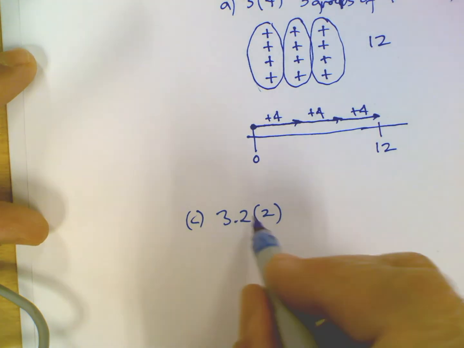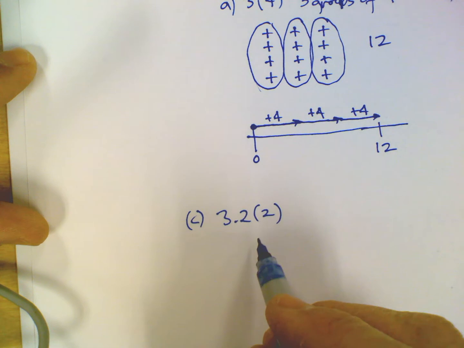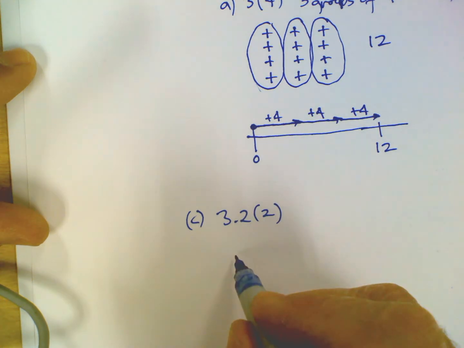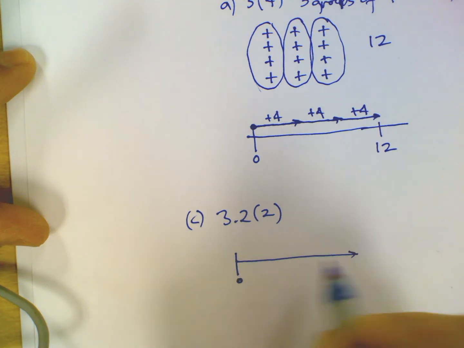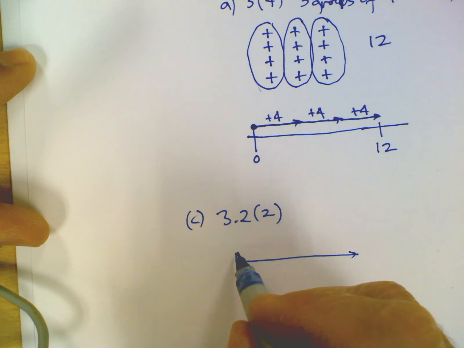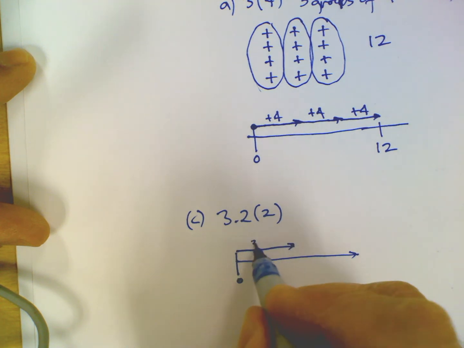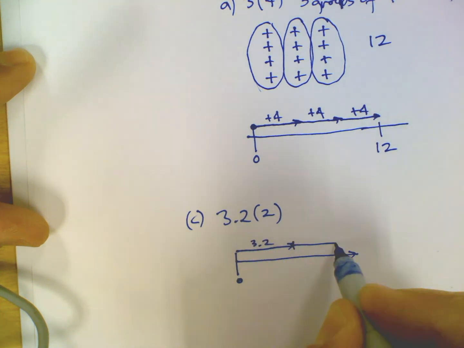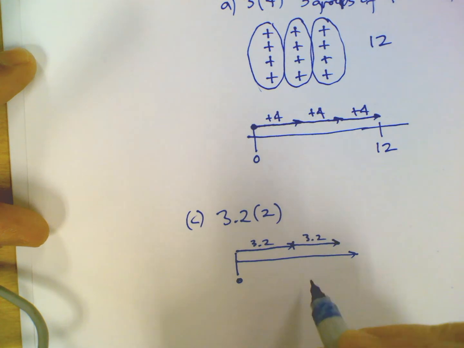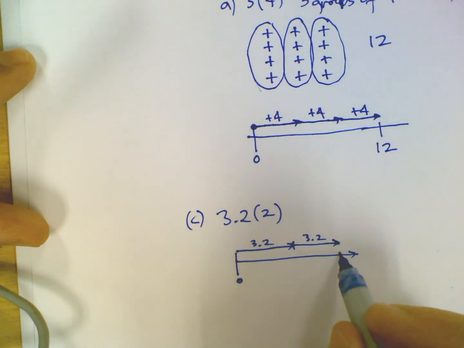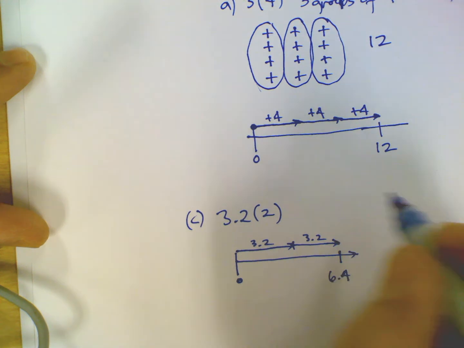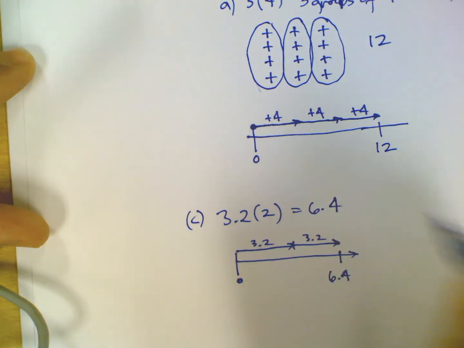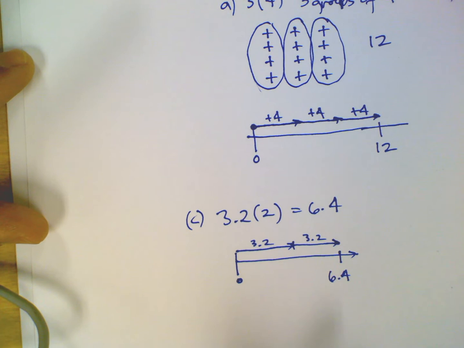So really, the way to do this one is going to be looking at a number line, drawing in a number line, which really, when I'm looking at 3.2 times 2, I'm leaping 3.2 twice, right? So leaping 3.2 twice on the number line ends me at 6.4. And that's what I'm looking at. When I multiply 3.2 times 2, I get an answer of 6.4, or 6 and 4/10.